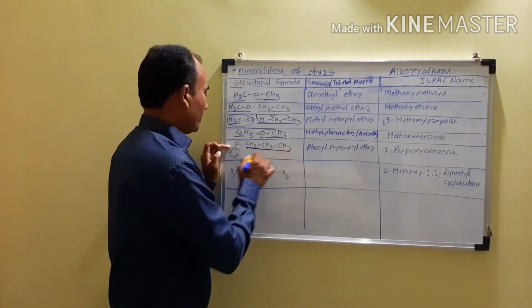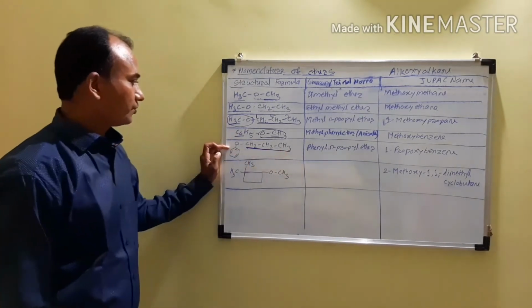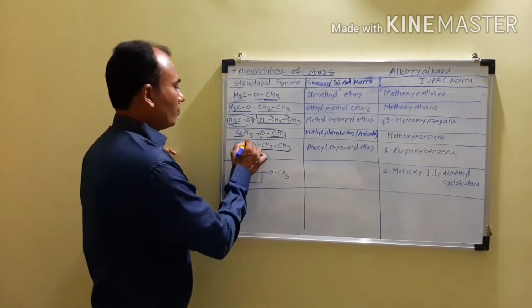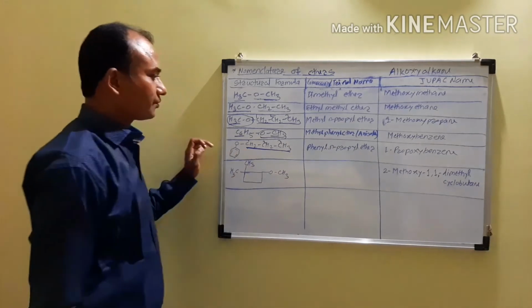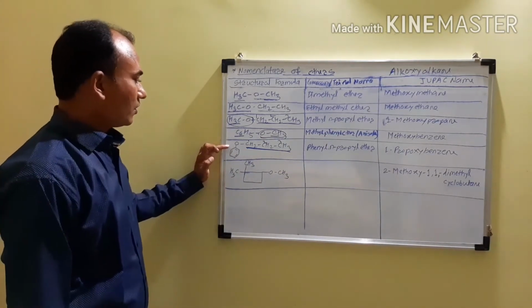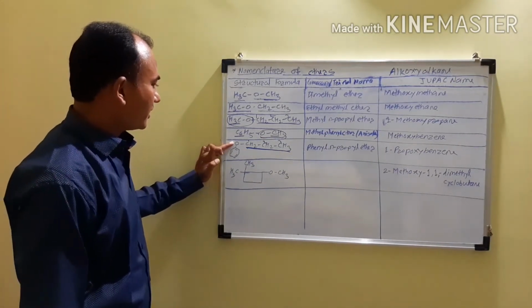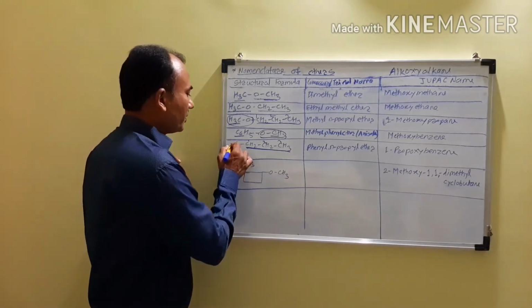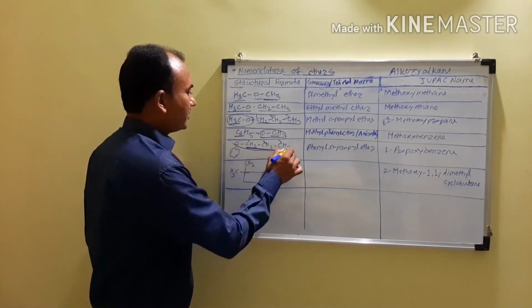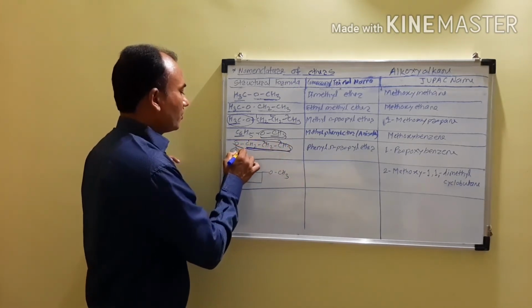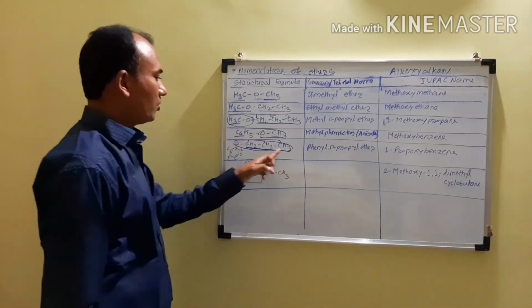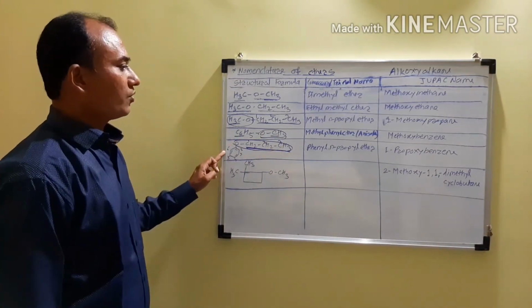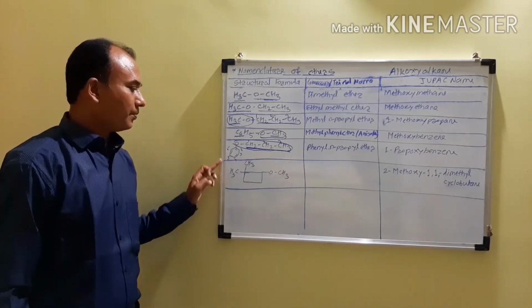Now in that case there will be one propyl group and another will be a phenyl group. Now 1, 2, 3. So at the first position the oxygen is attached, and therefore it will become 1-propoxybenzene, because at the first carbon atom the propoxy group is attached, so it will become 1-propoxybenzene.